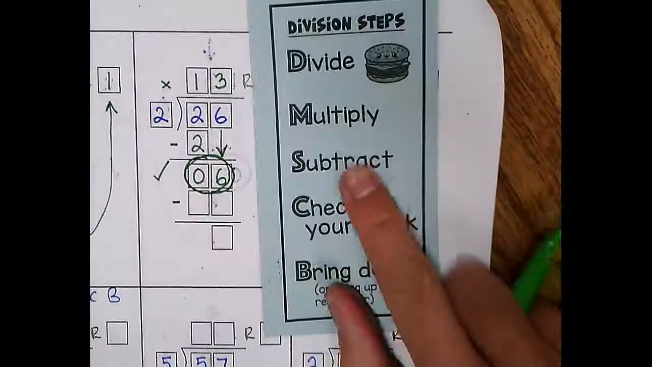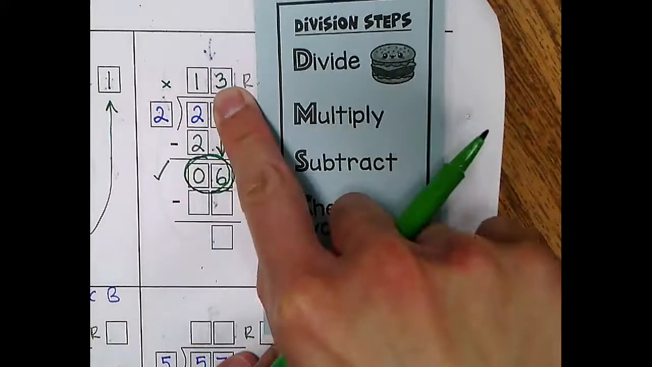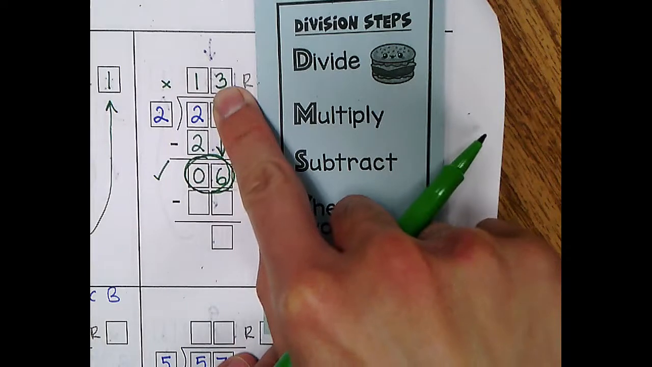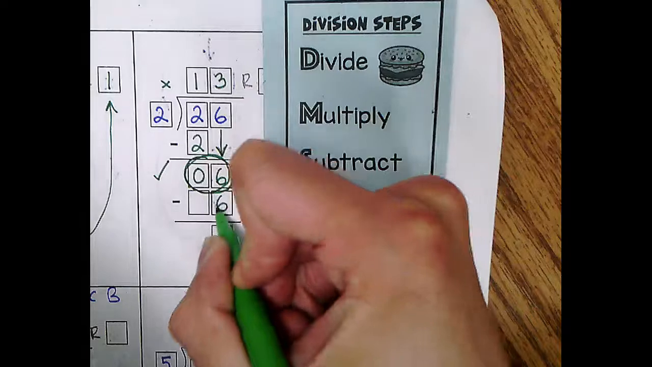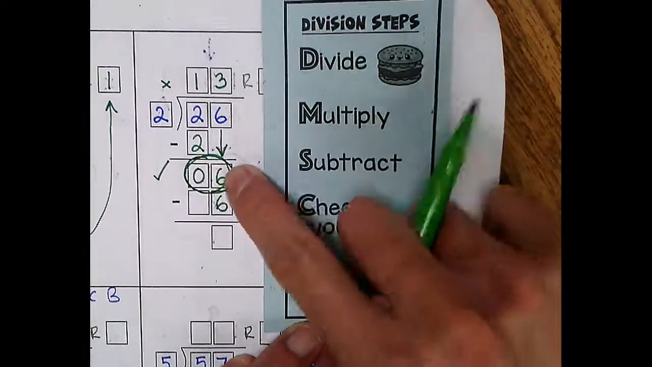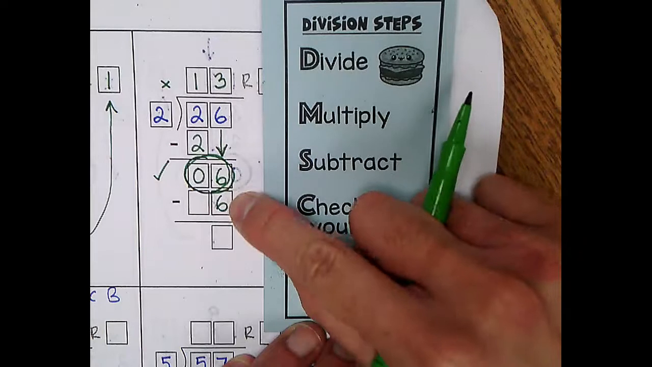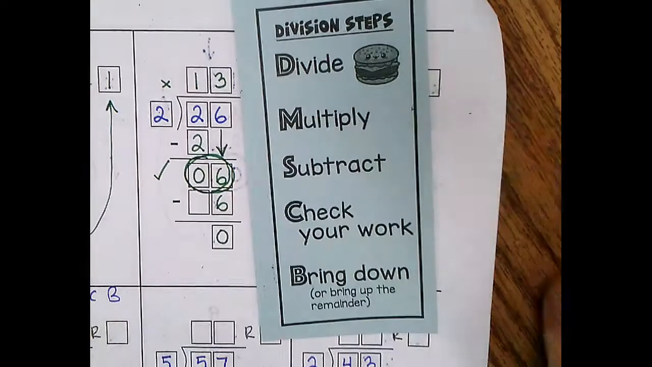Then I'm going to multiply. I have 2 friends. They each got 3. So how many did we just pass out? 2 times 3 is 6. Then we subtract. We had 6 in the bowl. We just passed out 6. How much is left? 0, right?